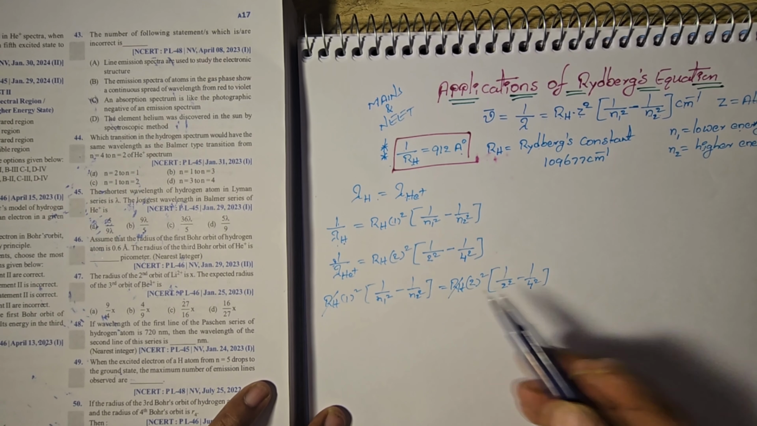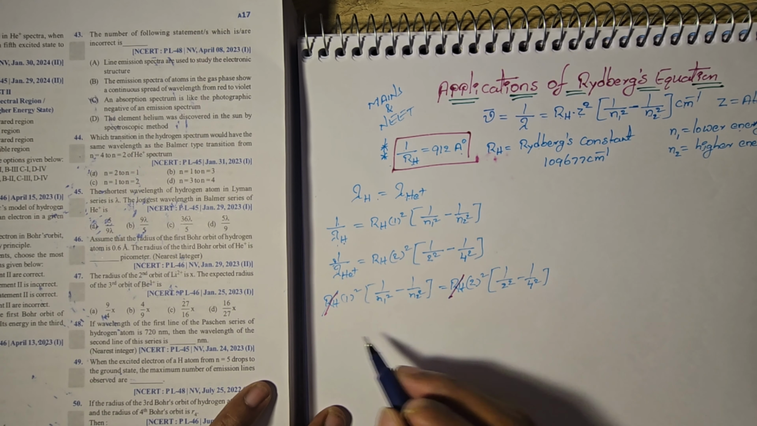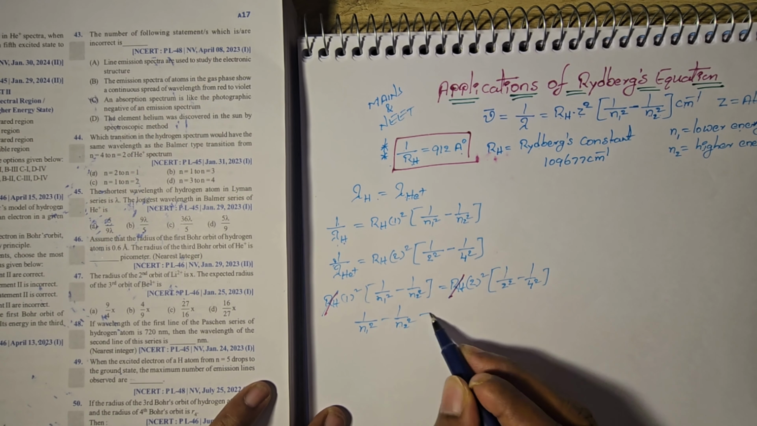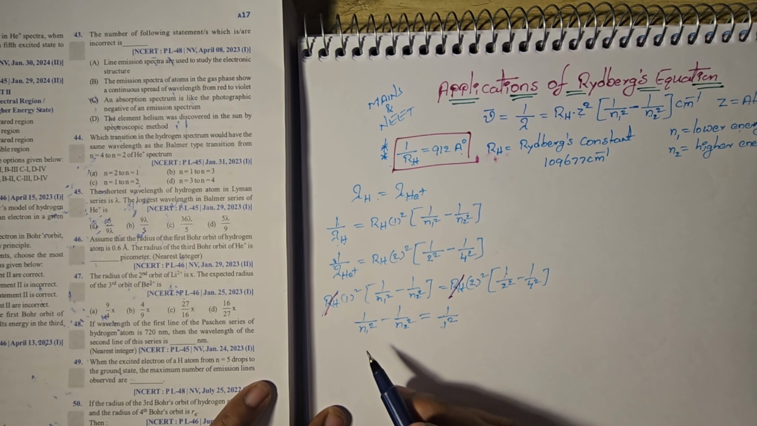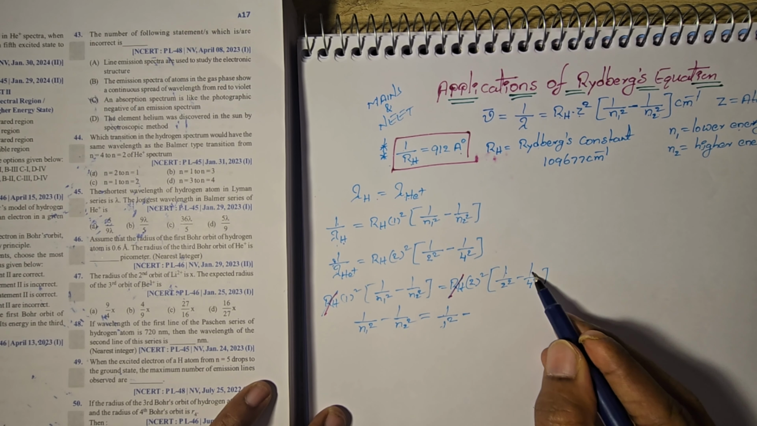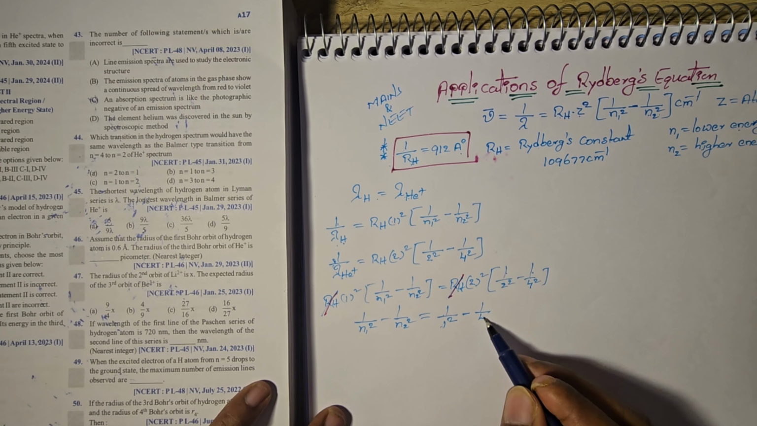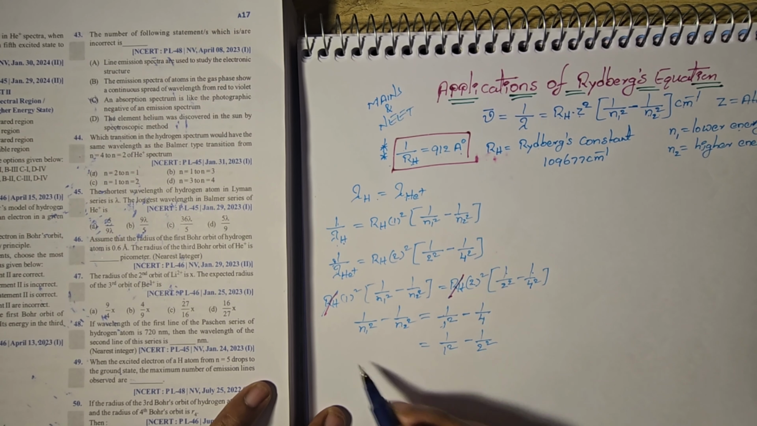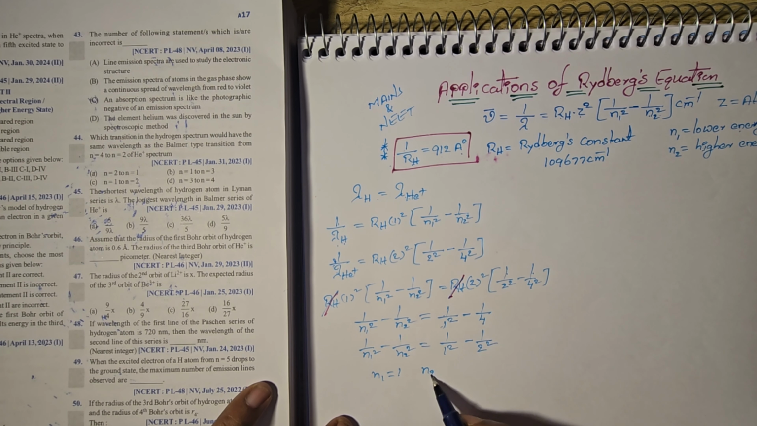So RH gets cancelled. What is remaining on the left side? 1 by N1 square minus 1 by N2 square is remaining. On the right side, what is remaining? The 4 moves inside, converting into 1 by 1 square minus 4 by 16. 4 by 16 means 1 by 4, and 1 by 4 means 1 by 2 square. So 1 by 1 square minus 1 by 2 square. What is the N1 value here? 1. What is the N2 value here? 2. N1 is equal to 1, N2 is equal to 2.